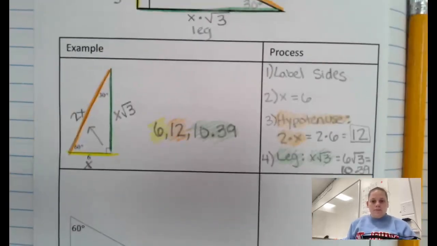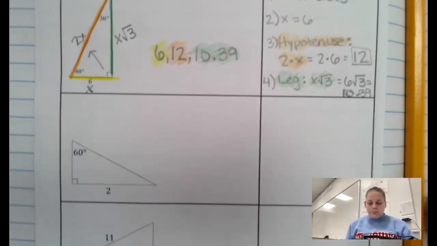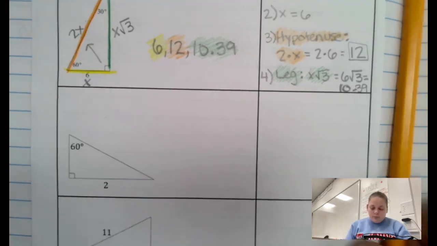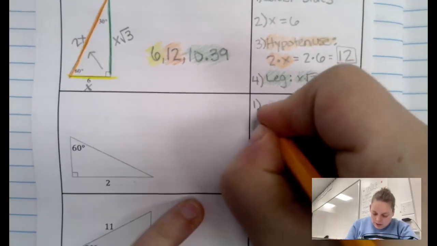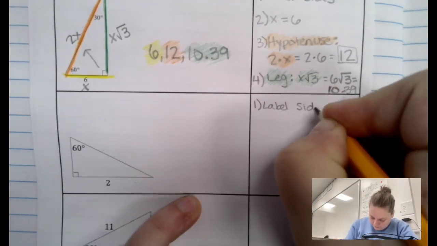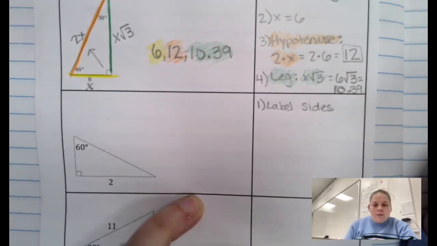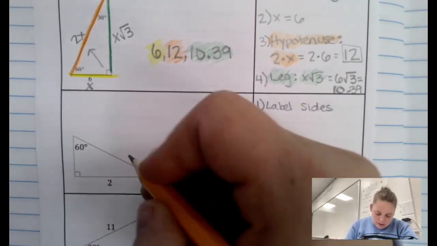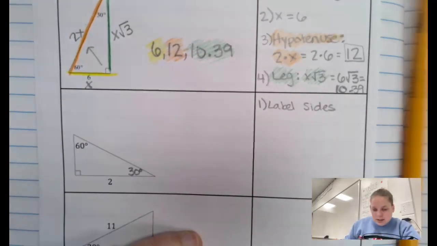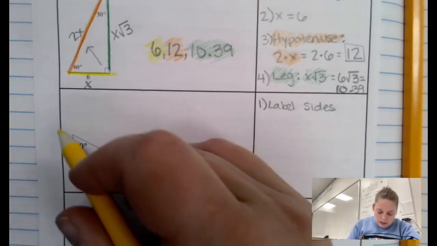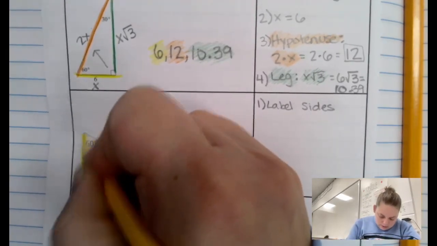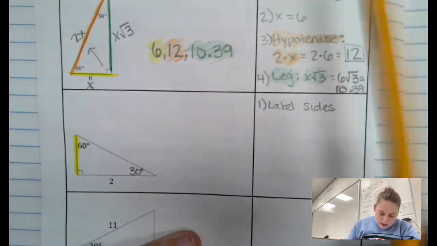All right, number 2. Similar idea, but a little different now. So our first step is to label our sides. See what we're given. Okay, so we have 60 degrees, which means that this one is 30 degrees. I always like to start with my shortest leg. As I look at my 2 legs, the shortest leg is across from the 30 degrees. That one's our x.